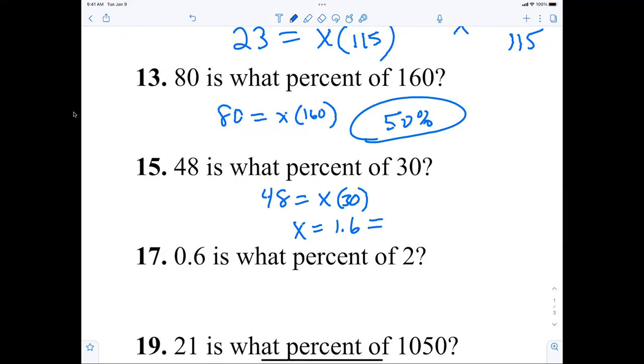Yes, 160. That's how easy. That's all there is. 160%.